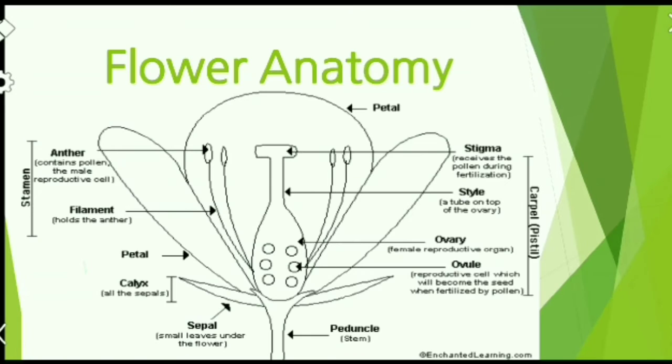Have a glance at the flower anatomy. The parts of a flower include petals, sepals, carpel and stamen. The carpel is the female reproductive organ and it consists of stigma, style, ovary and ovules. We'll look at this in detail in the upcoming slides. The stamen, which is the male reproductive organ, includes anther and filament.